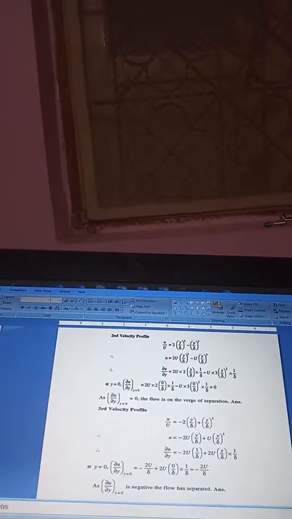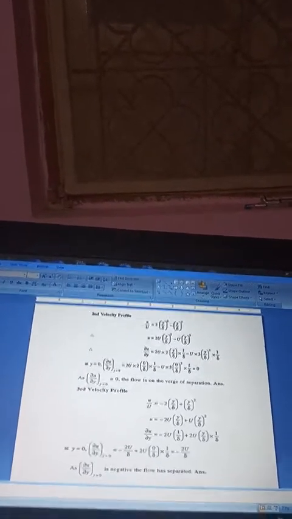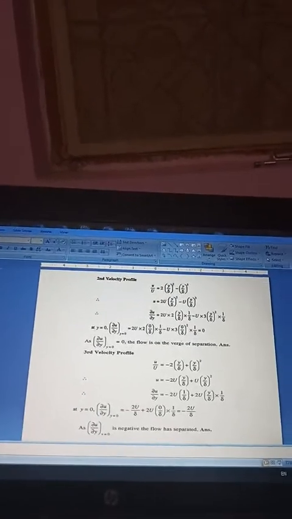From this onwards, the boundary layer will detach. So it is an acceptable condition under certain circumstances. But the third profile shows that the value of ∂u/∂y at y equal to 0 comes minus 2U upon delta, which is negative, and this negative sign shows that the flow has separated and it is not a favorable condition. So this velocity profile should not be preferred, as the boundary layer is detached from the surface.